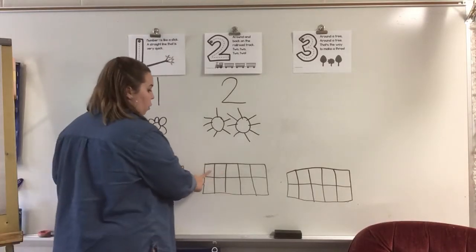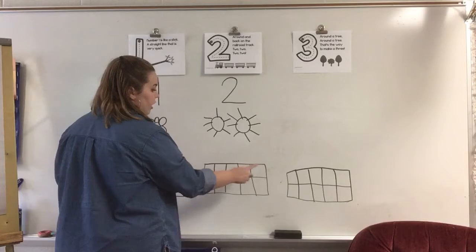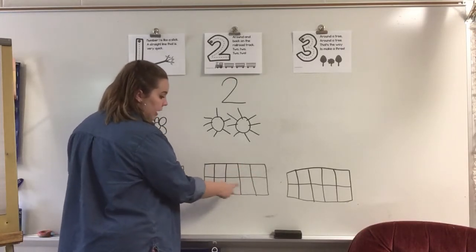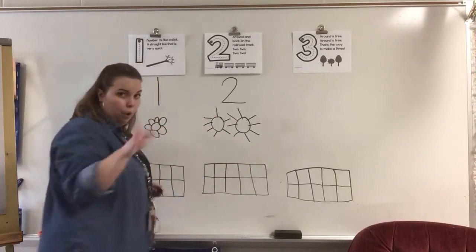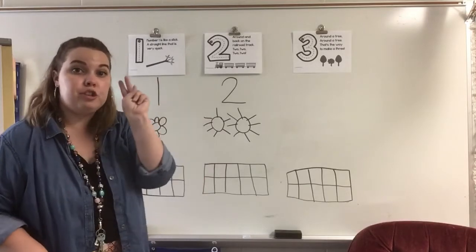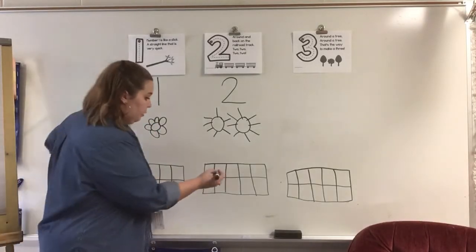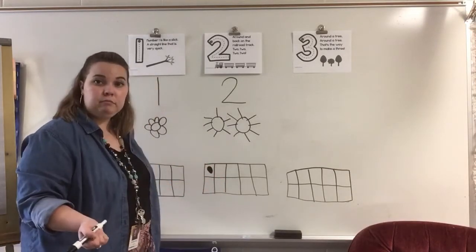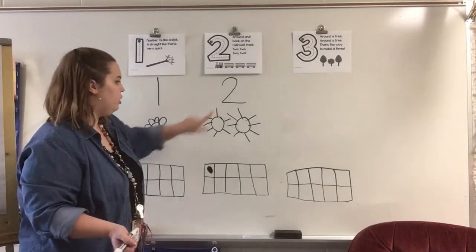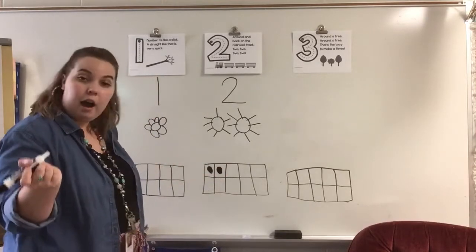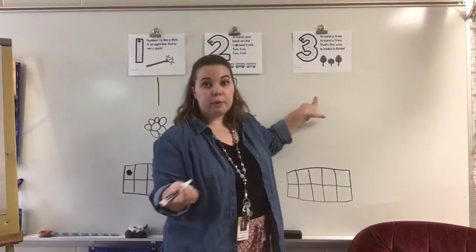Let's count. 1, 2, 3, 4, 5, 6, 7, 8, 9, 10. Whew, we're good. Are we going to fill it all the way in? Nope, we only want to show 2 because that's the number we're making. Here we go. 1. All right, am I done? No, I'm making the number 2. 1, 2. We showed it in the 10 frame. Awesome.